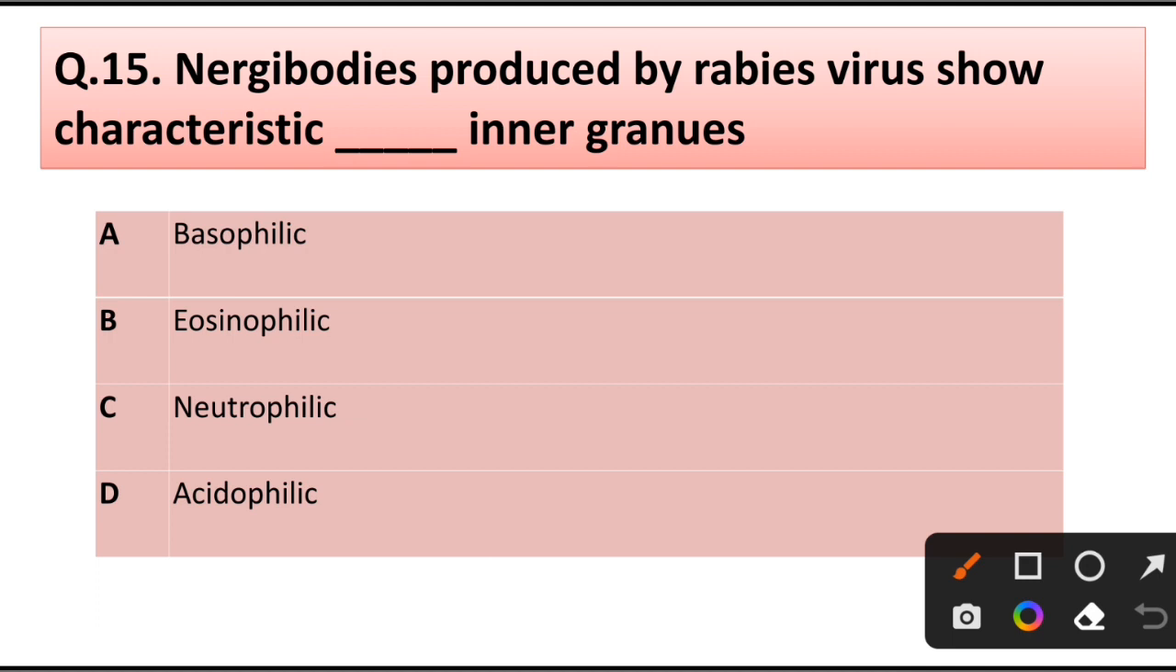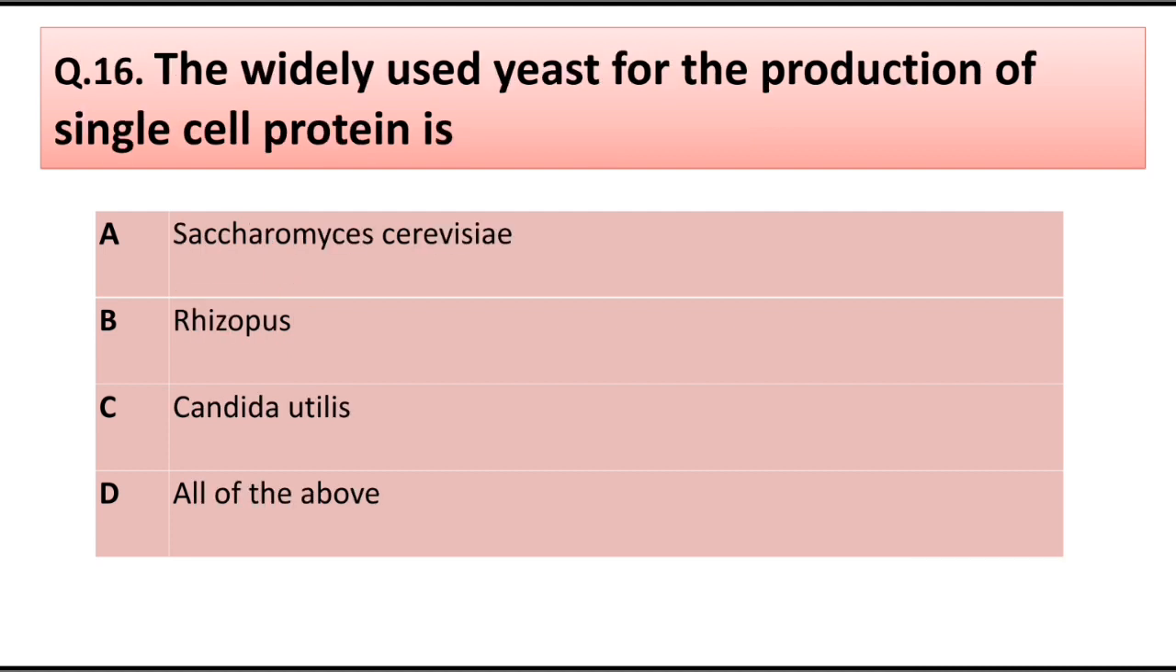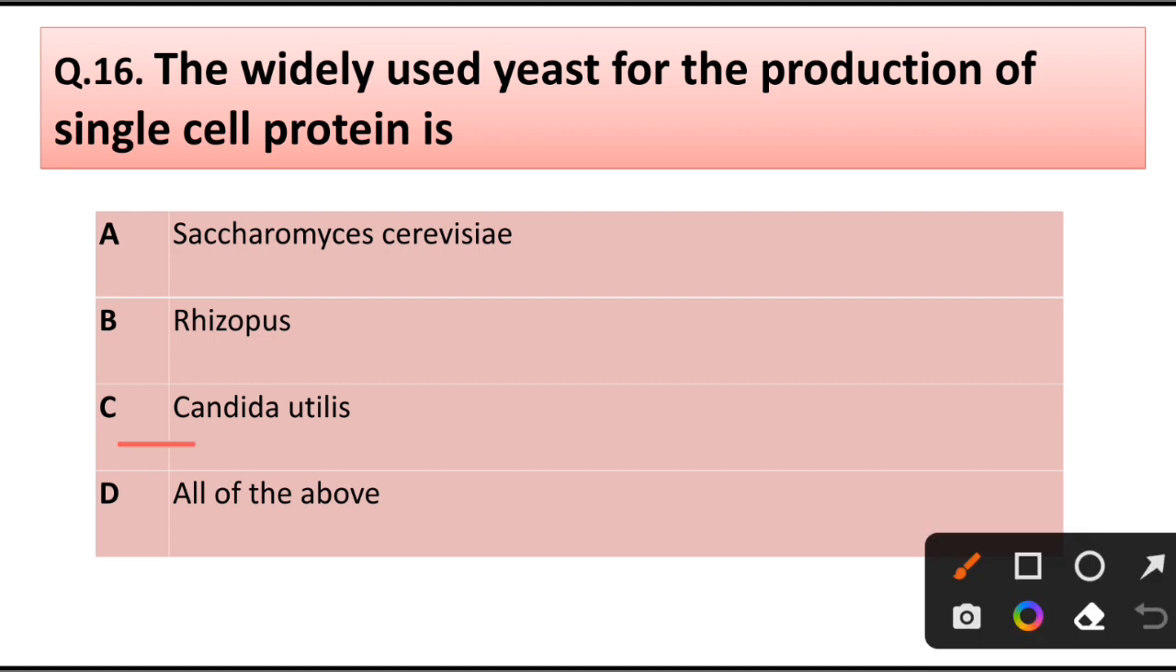Question number 15. Negri bodies are produced by rabies virus, so characterized by inner granules: basophilic, eosinophilic, neutrophilic, acidophilic. Correct answer is option A. Basophilic.